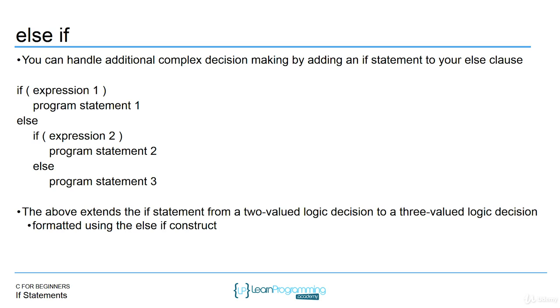Here you're asking 2 questions, and if the answer to the first question is true, you execute program statement 1. Then you ask your second question only if the first question was false. And if that's true, then you execute some code, else you execute something else. So you have 3 branches here essentially, 3 separate lines of code that may be executed or may not be executed. Program statement 1, program statement 2, or program statement 3.